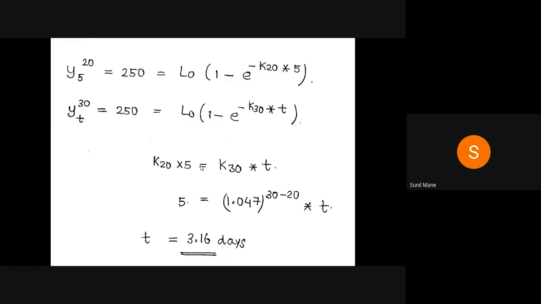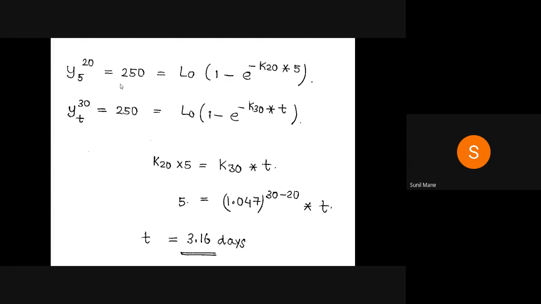Now the next problem again. What is the problem? The problem is that we have carried out the laboratory test. After carrying out the laboratory test, what is the result? The result we have got is 250 milligram per liter. That is the result we have got.